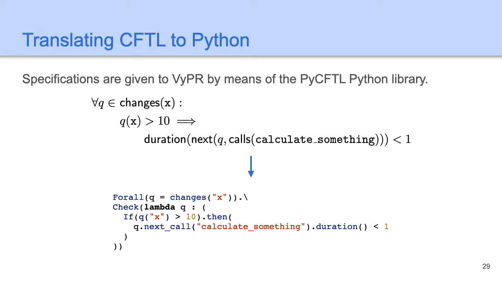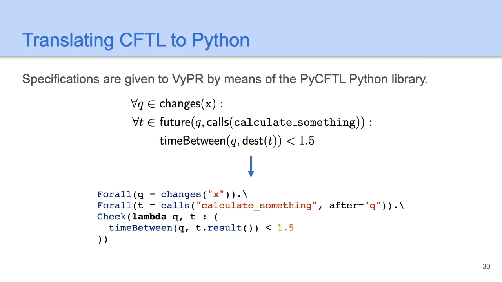Now significantly we see that once we've used this next call method, the result of that will be a transition, and as you saw in the previous slide, transitions define the method duration so that we can measure how long they took. So in this case, we start with q, we ask for the next call of the function calculate something. This gives us a transition on which we can call the duration method to obtain the time that that transition took. And then we can use the standard comparison operators that Python provides.